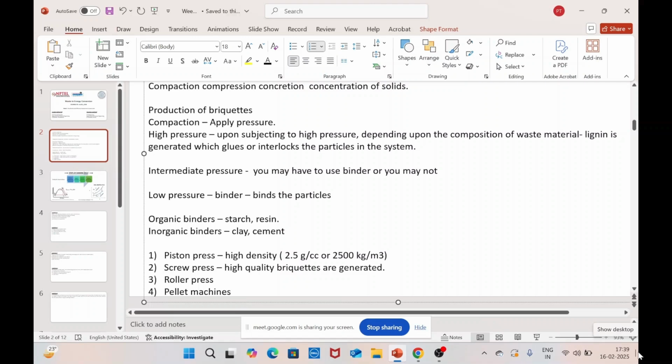In all these cases, in fact, you're going to apply pressure to your feed material so that you can get dense briquette. The way you're going to apply the pressure only distinguishes between all these types of machines that you see.